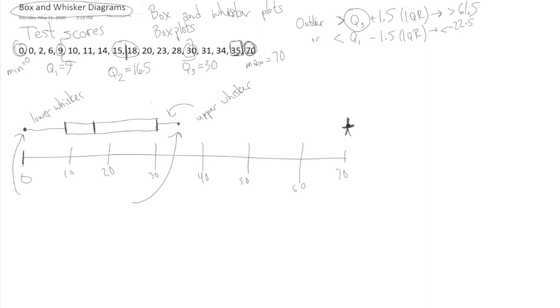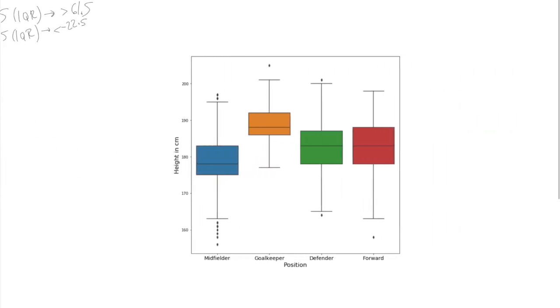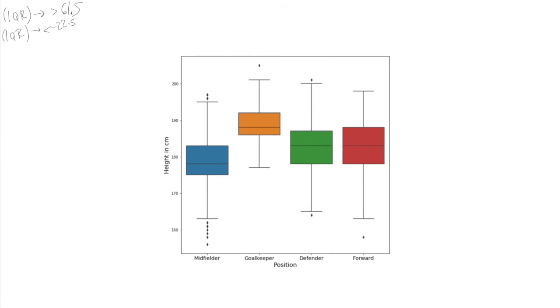You may be wondering why we even use box and whisker diagrams. They are useful when you're comparing multiple things. So let's take an example from soccer. These are data found from all the over 18,000 players in FIFA 20, looking at height in centimeters for different positions. So in this case, the box and whisker plot is sort of sideways.